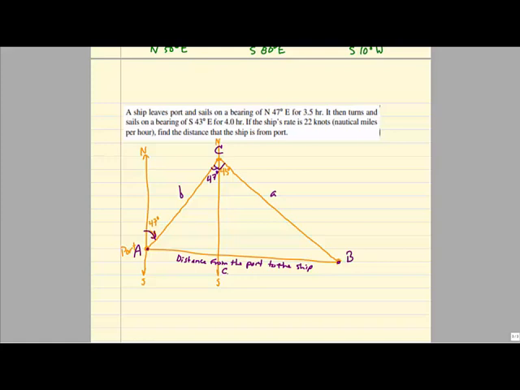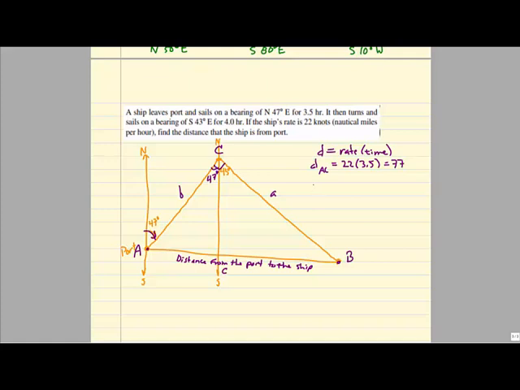Now, some other information that I have here is how long I traveled. So from A to C, I traveled 3.5 hours. Well, I need to know the distance here. I don't need to know hours. So here, I need to keep in mind that distance equals rate times time. So the distance from A to C is equal to the rate, which is 22 knots, times the time, which is 3.5 hours. So that'd be 22 times 3 is 66, and then half of 22 is 11, so 66 plus 11 is 77 knots.